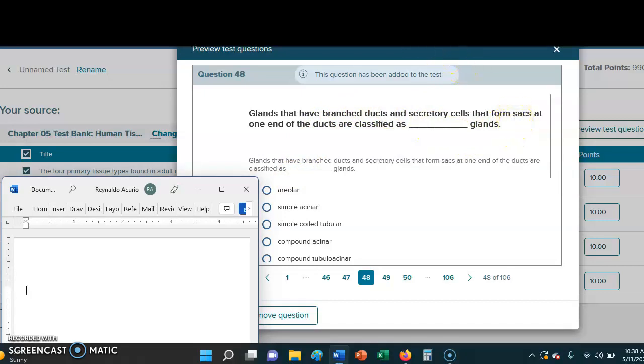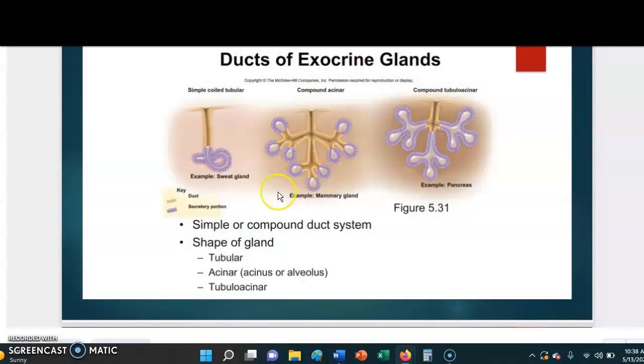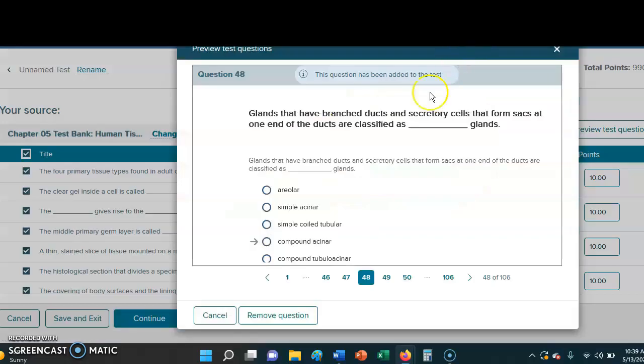So let's take a look at the figure. And right here we have simple if it's just one, as you can see right here. But since it forms branches, then it's going to be compound. Then you have acinar. That's when it looks like a balloon. So it's not like a tube. Because otherwise, if it's like a tube like this one, it will be tubular. So therefore, we have branches, compound, and it looks like a balloon, acinar. So going back to the question, the answer should be compound, acinar.